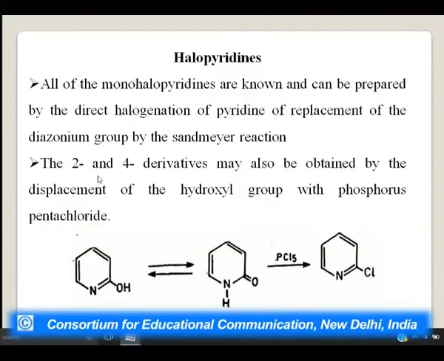diazonium group by Sandmeyer reaction. 2 and 4 derivatives may also be obtained by displacement of the hydroxyl group with phosphorus pentachloride. Here you can see this reaction showing the tautomerism in halopyridine. This is the alcoholic group and this is the ketonic group, and when it reacts with phosphorus pentachloride it will give you this kind of product, that is chloro at the ortho position.